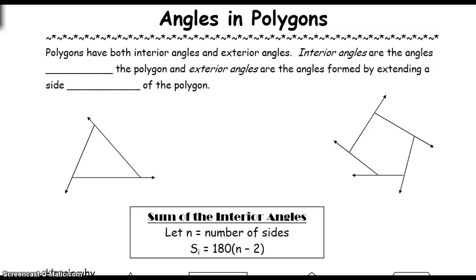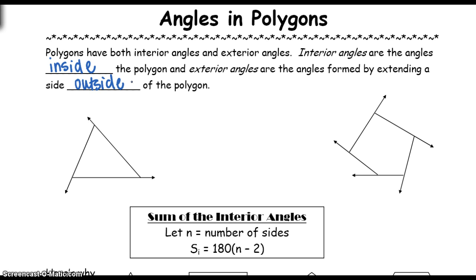All right, today we're going to talk about angles inside polygons. So let's get started. Polygons have both interior angles and exterior angles. Interior angles are the angles inside the polygon. You probably already knew that interior means inside. And the exterior angles are the angles formed by extending a side outside the polygon. So you probably knew exterior meant outside, right?